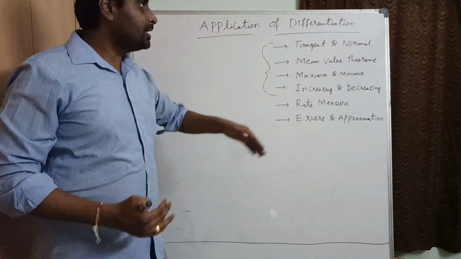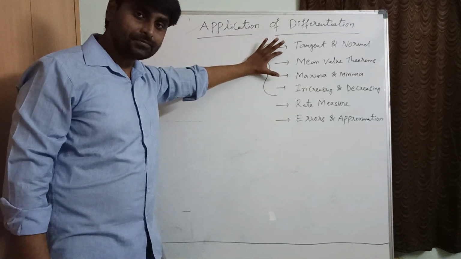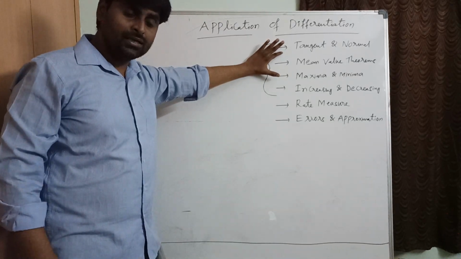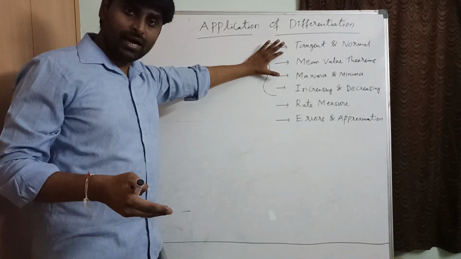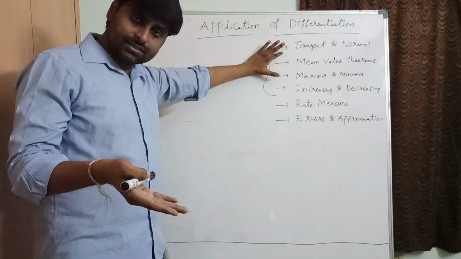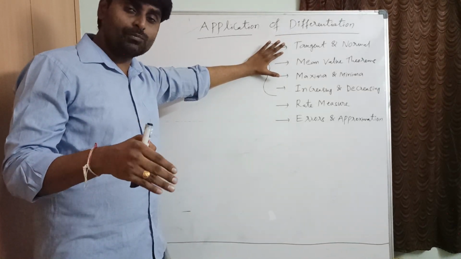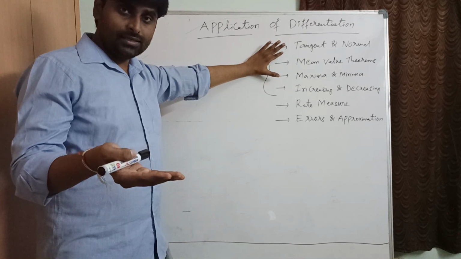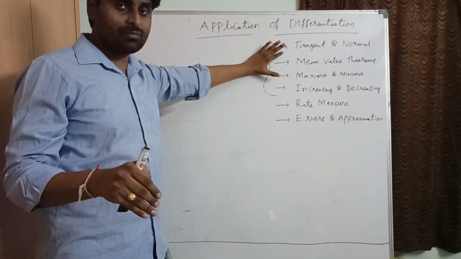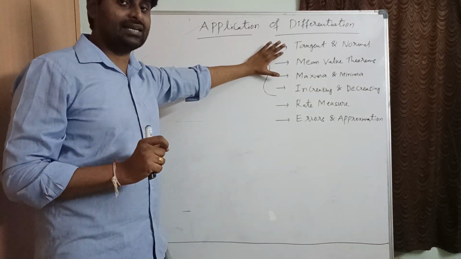So the first topic is tangent and normal. Here we are going to find the slope of the tangent of a given curve with respect to x, and obviously we are going to find the slope of the normal. So we are going to discuss the tangent and normal of the given curve at one particular point.